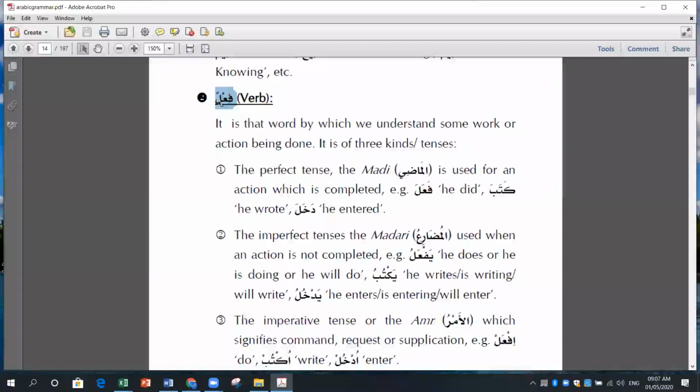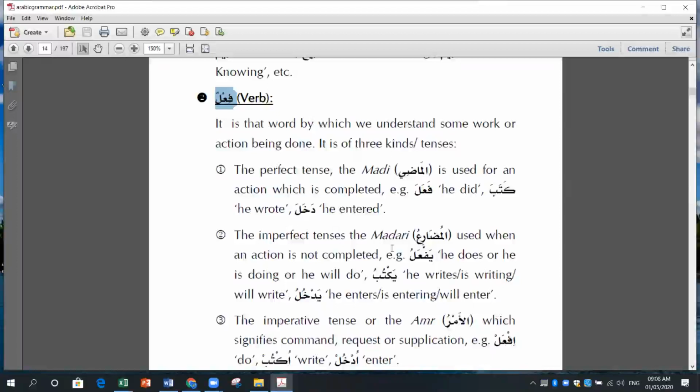I was asking about each word, like kataba, which means he wrote. It can only be kataba. You cannot take the other two scales. It cannot be katiba, it cannot be katuba. Those are wrong pronunciations. So every verb will follow one of these three scales. With practice, inshallah, we will come to know which word follows which.